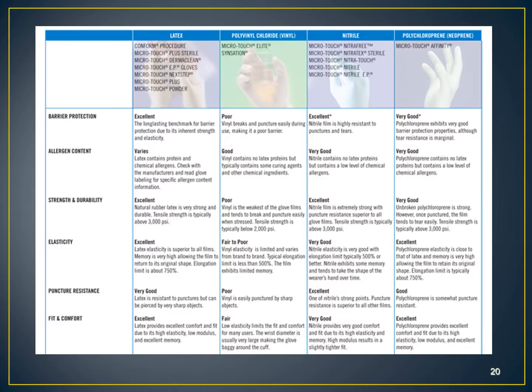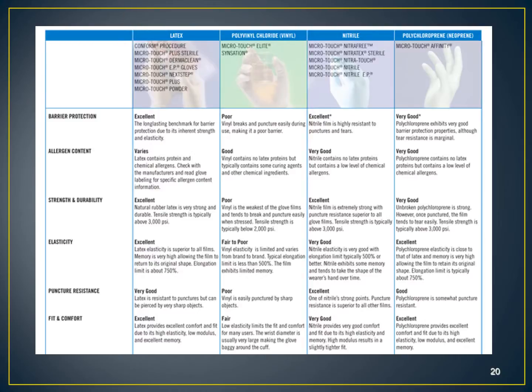This is a chart, and you can see how it gets very, very specific. I'm not sure which company this is from, but if you look at barrier protection, allergen content, strength, durability, elasticity, puncture resistance, fit, and comfort. So what they've done is, just to use latex as an example, they're excellent when it comes to barrier protection. Well, yeah, for certain things.